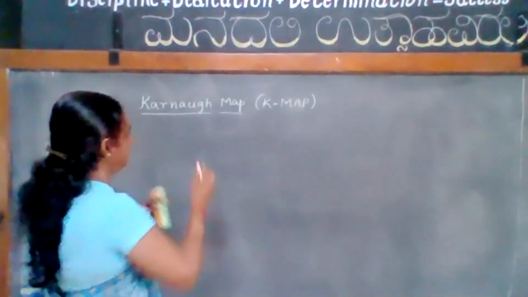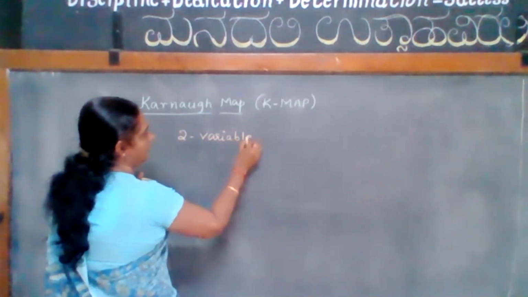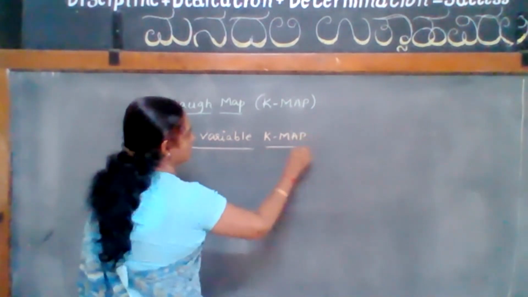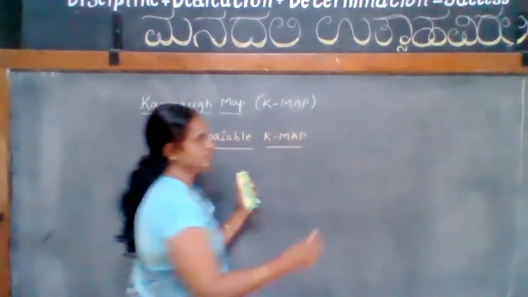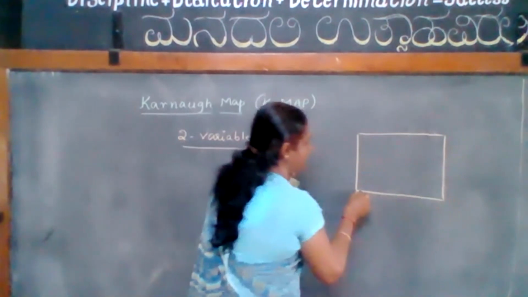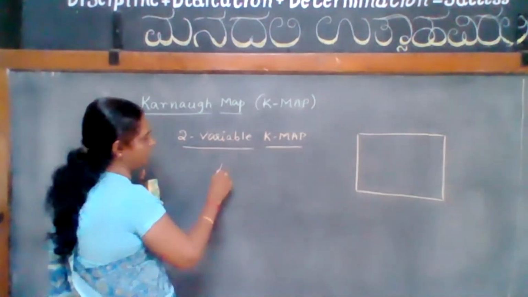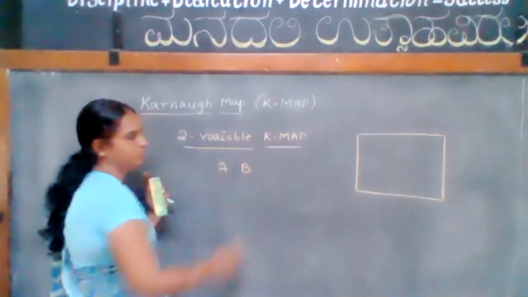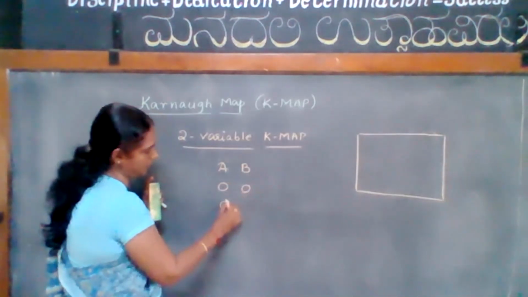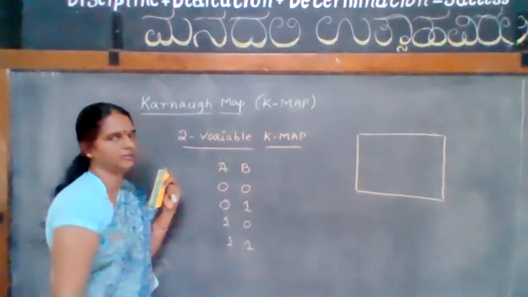Okay. First, we'll take the two variable K-map. So how to represent this two variable K-map? See, this is a table format. When we say it is a two variable K-map, we know that using two variables, let us consider A and B are the two variables, the possible combinations are 4: 0 0, 0 1, 1 0, and 1 1. These are the possible combinations.